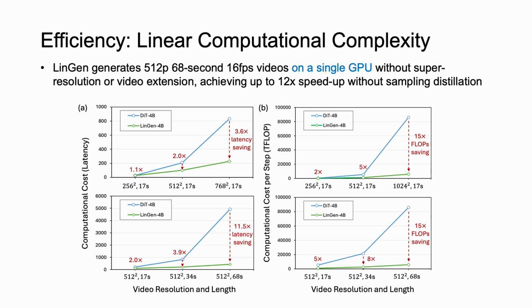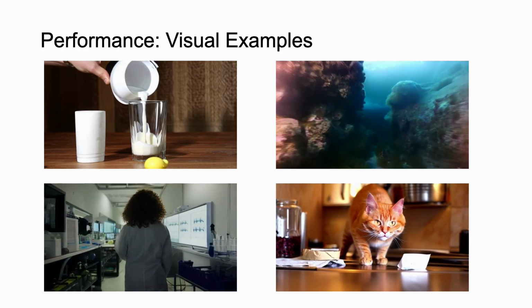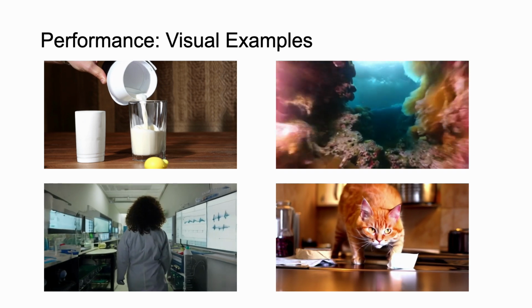As you can see in this figure, the cost of LinGen scales linearly with respect to the number of pixels in the generated videos, which indicates much better scalability than the diffusion transformer. The longer in duration and the higher resolution the video is, the greater the savings LinGen brings. LinGen achieves linear complexity and significant speed up.